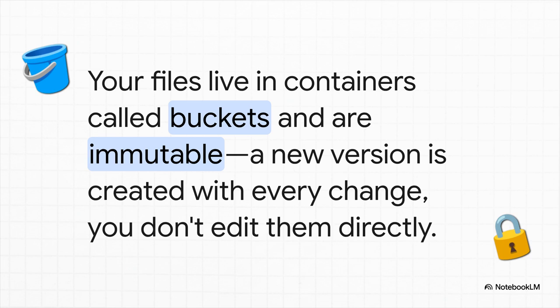So your files, they don't just float around in space. They live in these things called buckets. And each bucket has to have a name that's unique across the entire planet. Now here's a really important concept to grasp. The files are immutable. What does that mean? It means you don't actually edit a file, you just upload a new version of it. And trust me, this is a lifesaver for versioning and stopping you from accidentally messing things up.